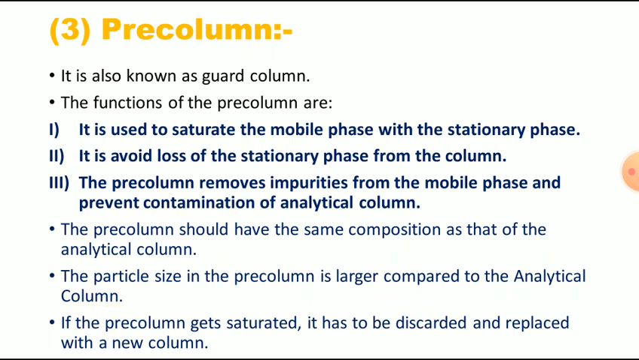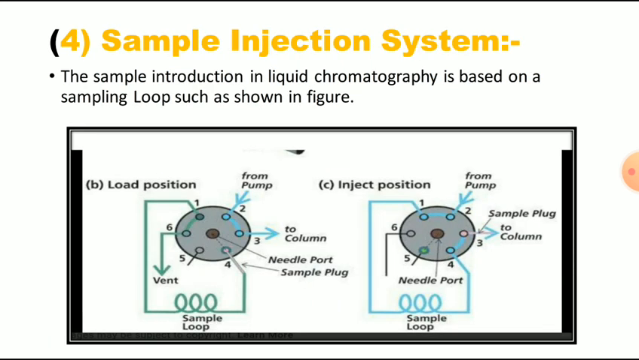This is the major difference between pre-column and analytical column. If the pre-column gets saturated, it has to be discarded and replaced with a new column. If it is saturated, then we can replace it by another pre-column. So the fourth one will be the sample injection system. That means how to inject sample into the pre-column, analytical column. That part we can see now.